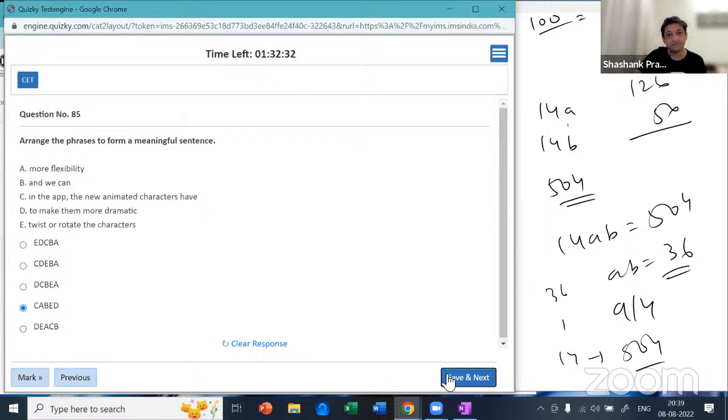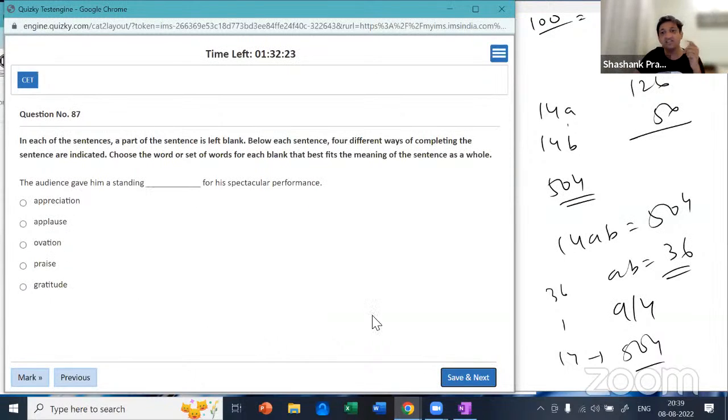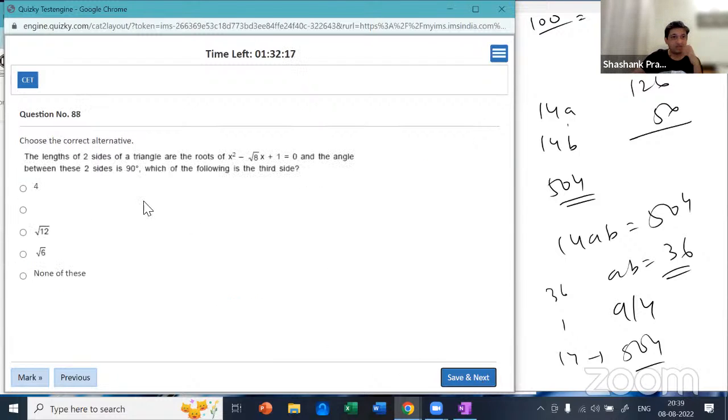No, I think this is the whole society watched as the newly constructed building collapsed, like a strikingly, thoughtlessly, incredulously. I think incredulously, with incredibility basically. Gave him a standing ovation. Yeah, should be the one.